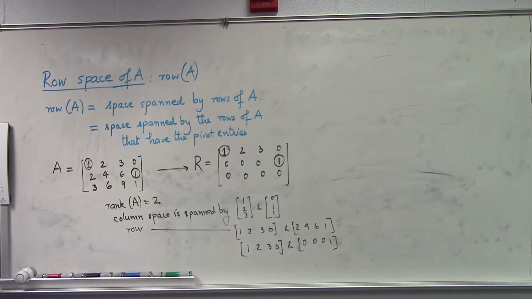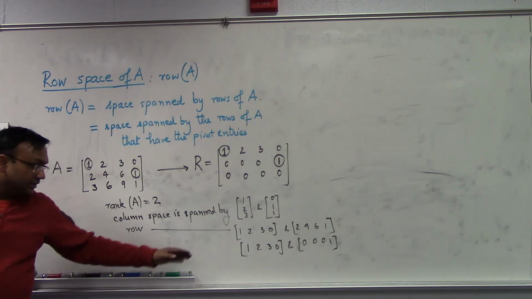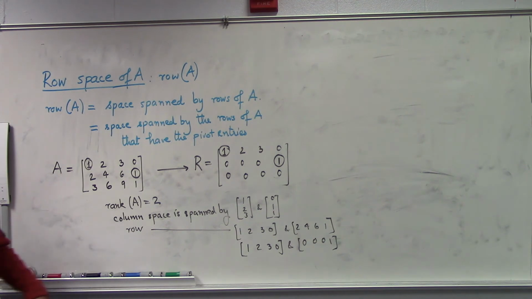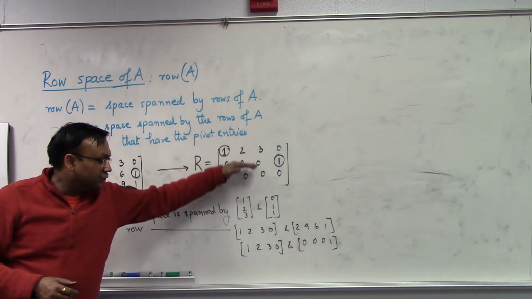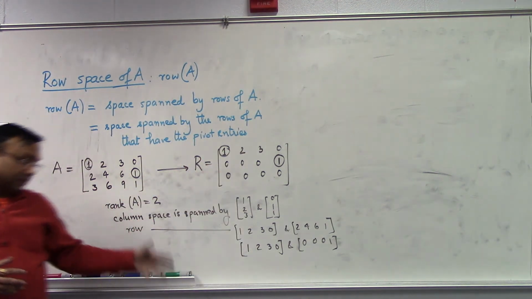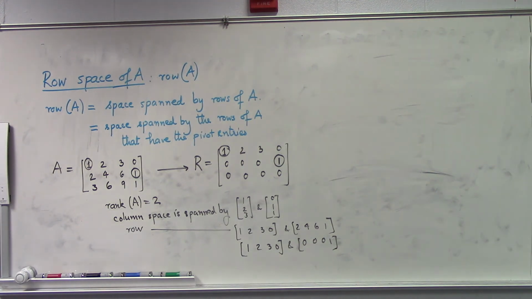And that is why we have an advantage when we deal with the row space: I can deal with either this set of vectors, or I can use my row reduced form to get perhaps a simpler set of vectors which will span the space.